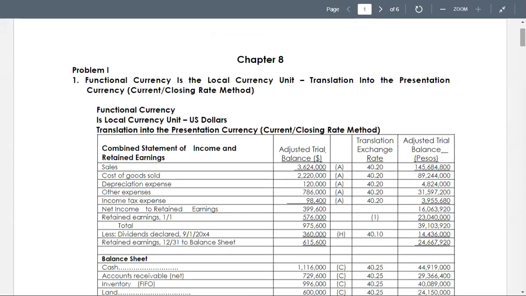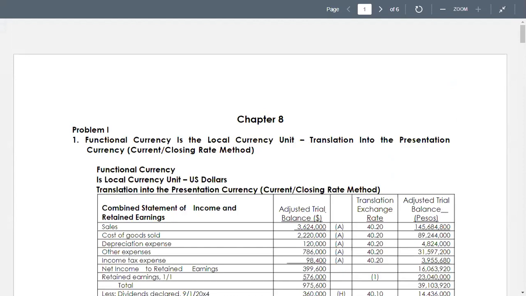Okay, so you now begin with the requirements. We are given the translation rates. On January 2, 2004, the date of acquisition, the spot rate was 40. September 1, 2004, it was 40.10. December 31, 2004, it's 40.25. The average for the fourth quarter, 40.22. The average for the year is 40.20.